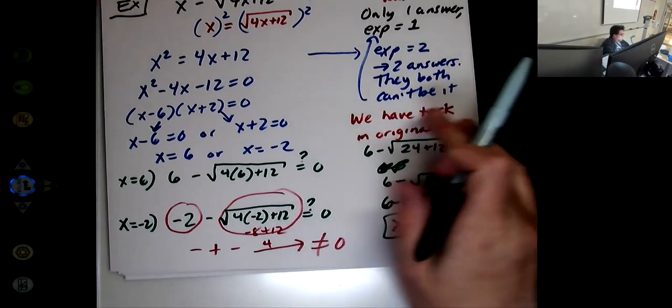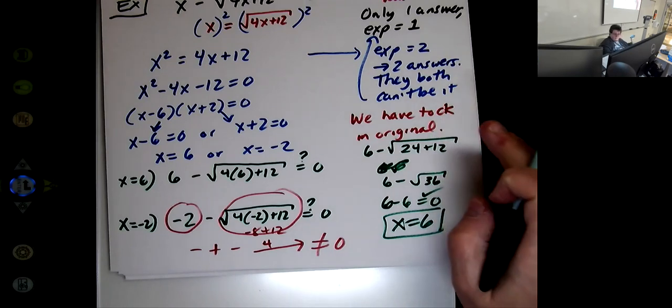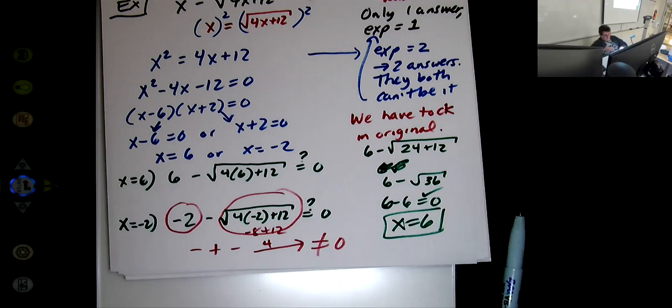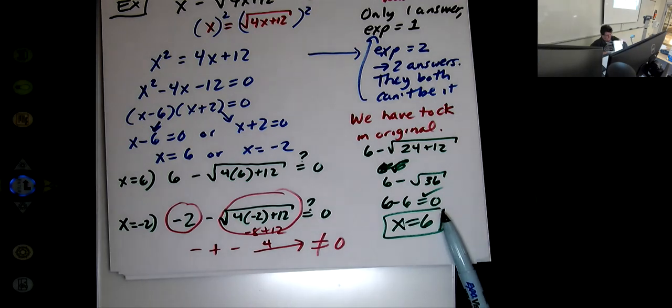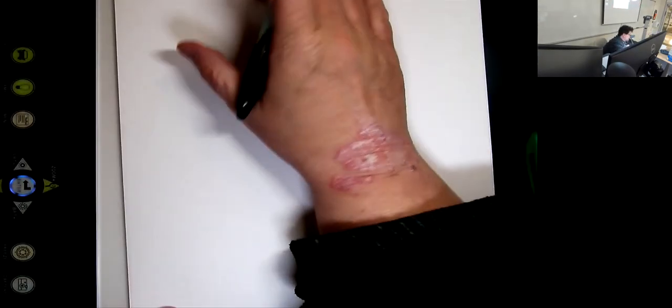Ready for some more? Let you finish processing that. They can be uglier.